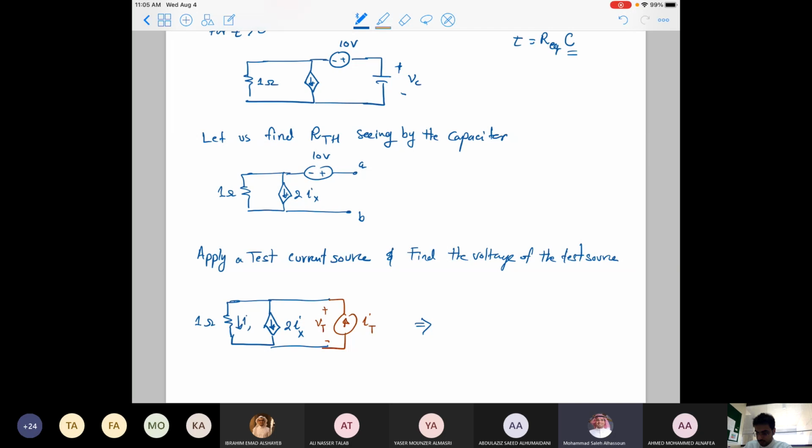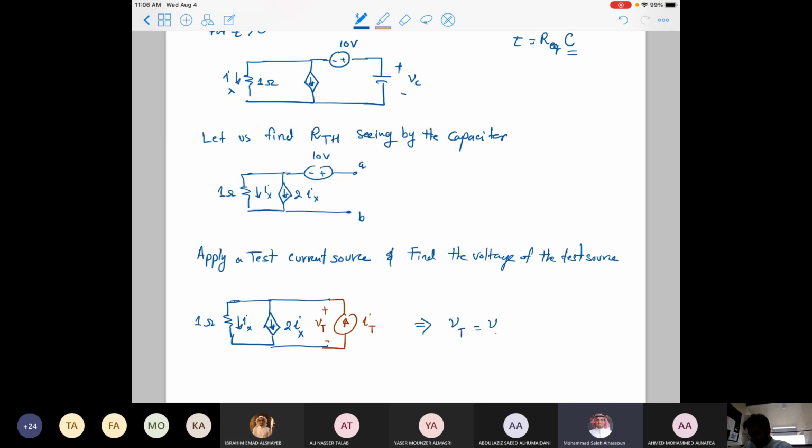So this one is Ix. Ibrahim? We can apply node voltage on the upper node, or we can apply Ohm's law directly on the resistor. Yes, exactly.